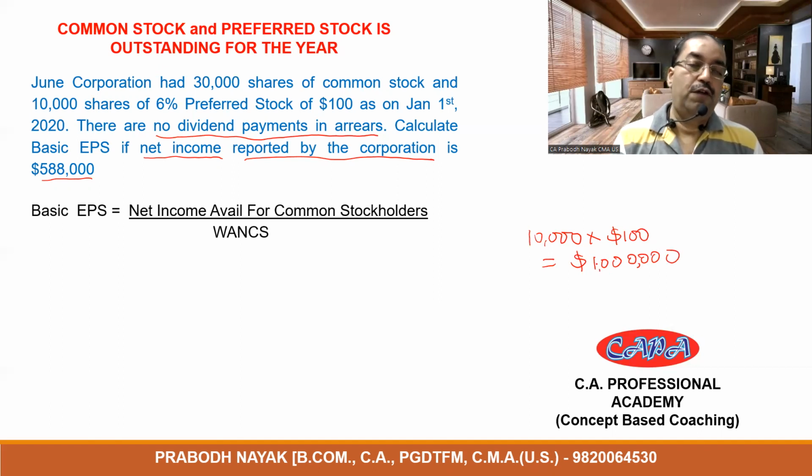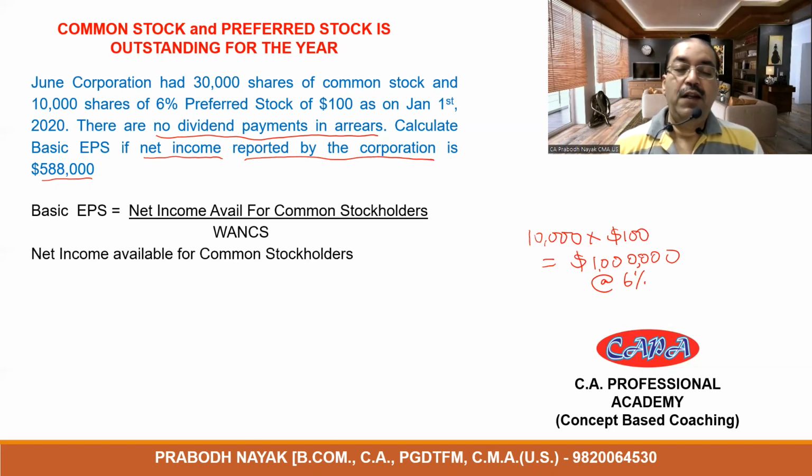Amount is $1 million. On $1 million, I'm going to calculate at the rate of 6%. Okay, so that will come to 6,000.